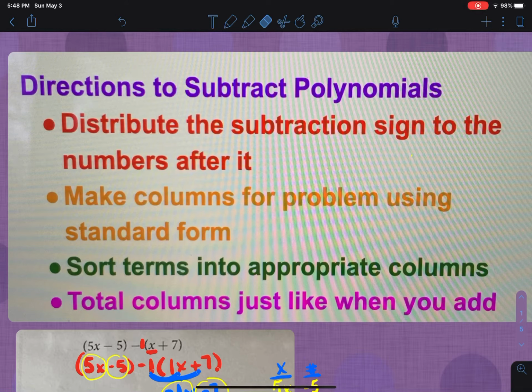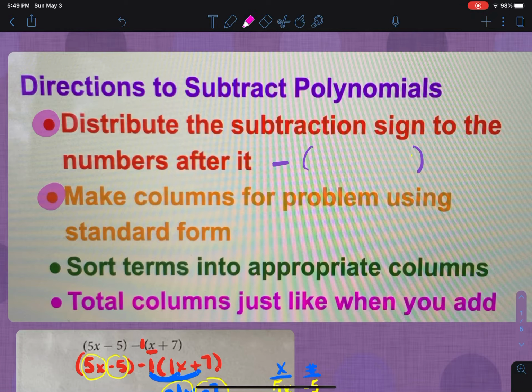Okay, guys, we're going to take a look at a little bit more subtraction with polynomials, trying to work our way into getting some that are a little bit more challenging. So remember, same directions. Distribute the subtraction sign to the numbers after it. So that means all the numbers that are in the parentheses that come after the subtraction sign.